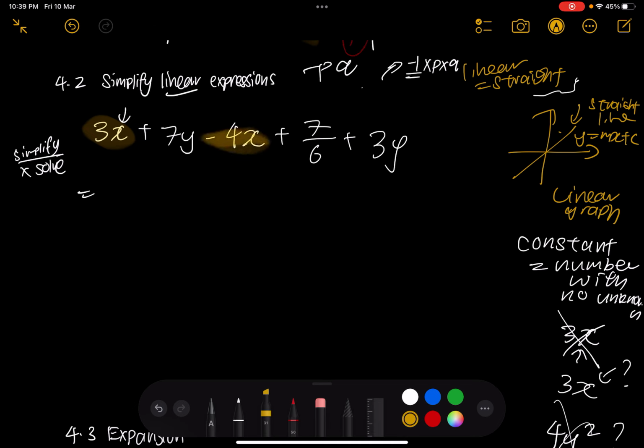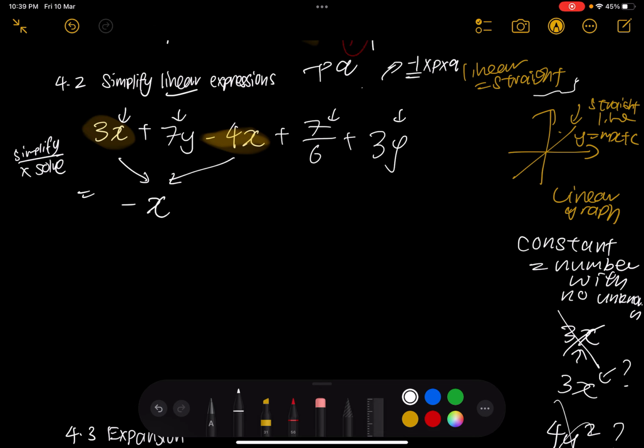4x. Okay, this one got x or not? Don't have. This one got x or not? Don't have. This one got x or not? Don't have. So it's the same. So we'll bring it down and simplify. What is 3 minus 4? -1. Okay, x, and -1x is basically minus x.